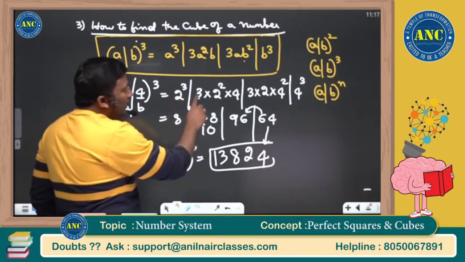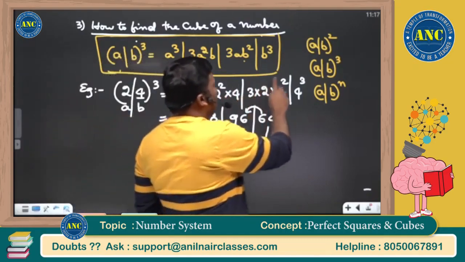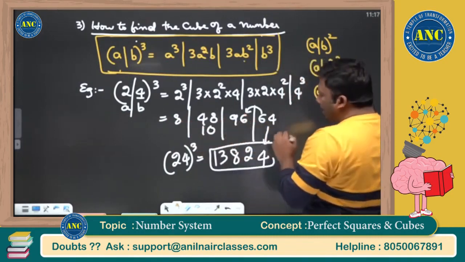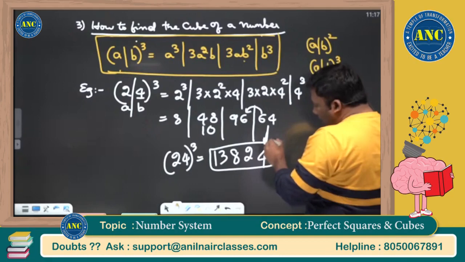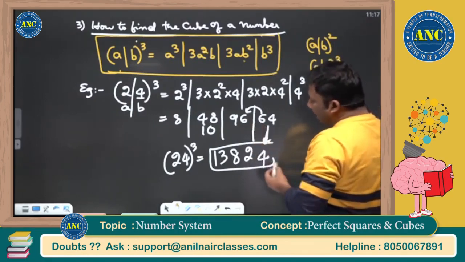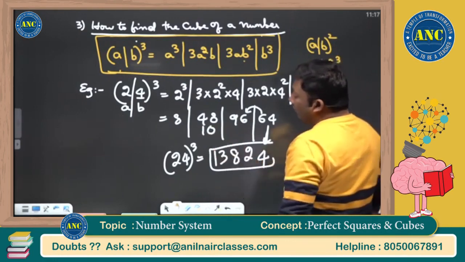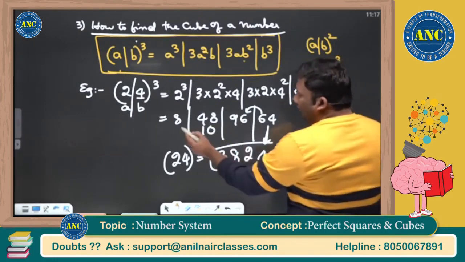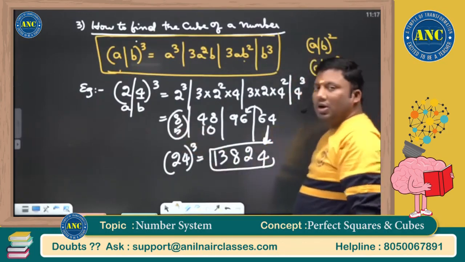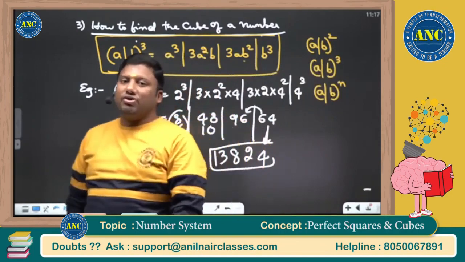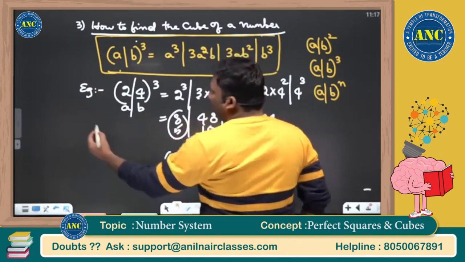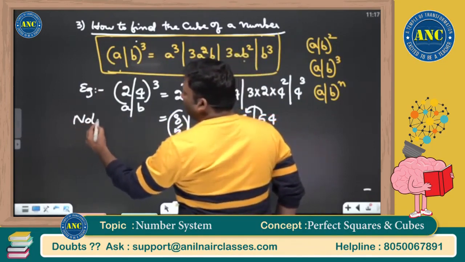A cube, 3a square b, 3ab square and b cube: 8, 48, 96 and 64. Write down only the unit digit. 4, 6 carried, 96 plus 6, 102. 2, 10 carried, 48 plus 10, 58, 8, 5 carried. Leftmost, write down the entire number. 24 whole cube is nothing but 13824. Please write down these notes.